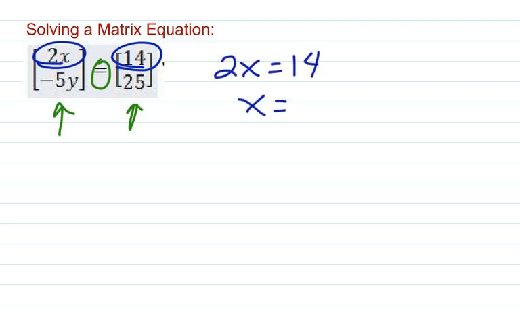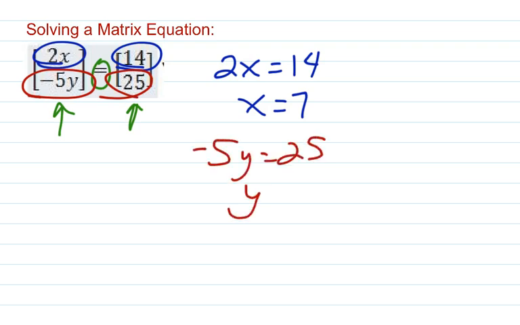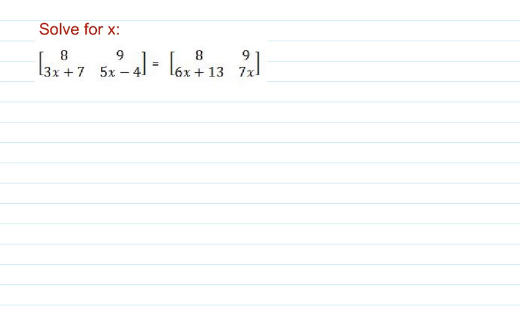And we find out that x is equal to 7. We would also know then that negative 5y is equal to 25, so we can write an equation for that. And so y is equal to negative 5. And so in this particular matrix equation, we would find that x is equal to 7 and y is equal to negative 5. Since it's not a system of equations, we don't need to write it as an ordered pair.